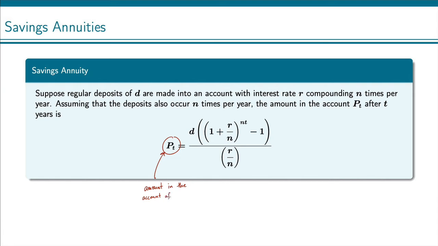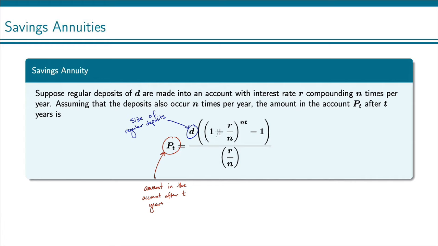after T years. And then we've got this whole thing over here to deal with. So we've got D, and D is the size of the regular deposits.